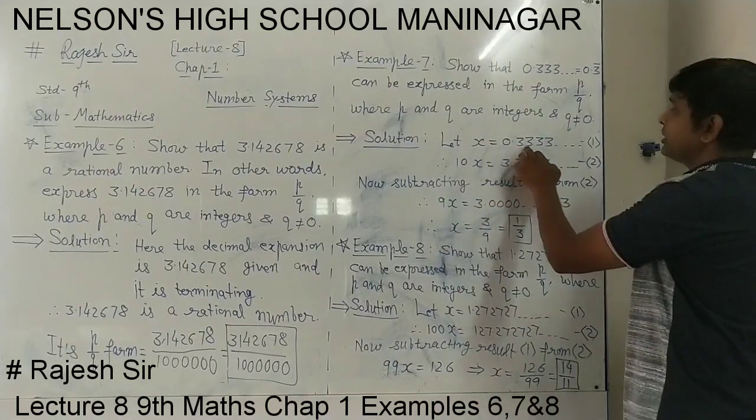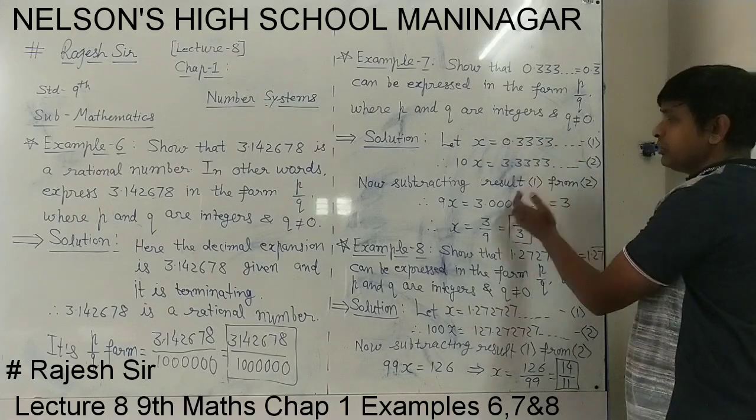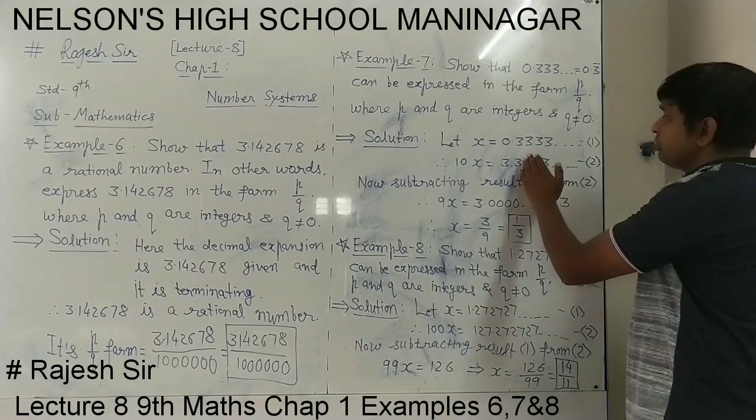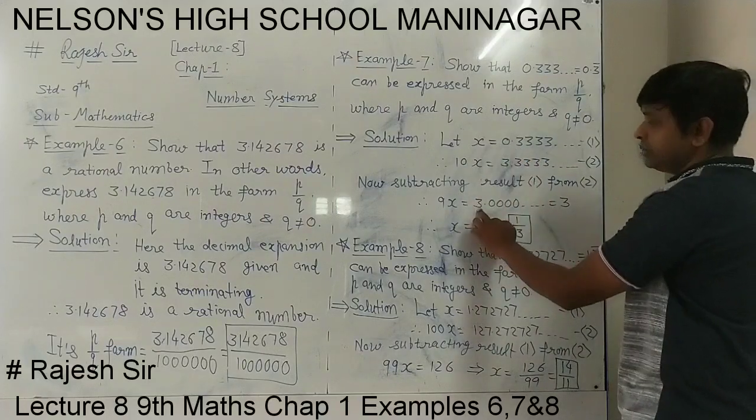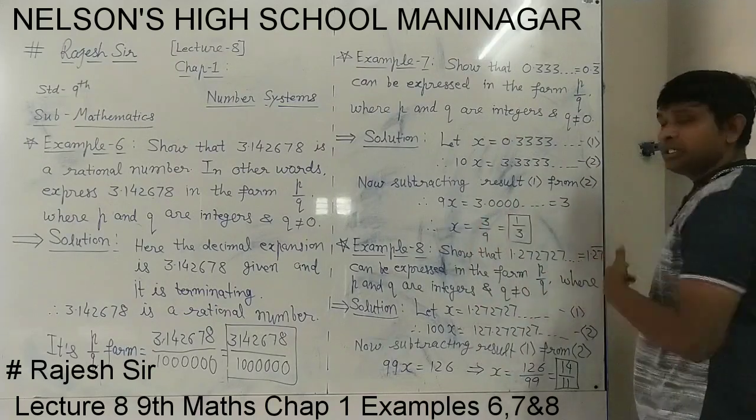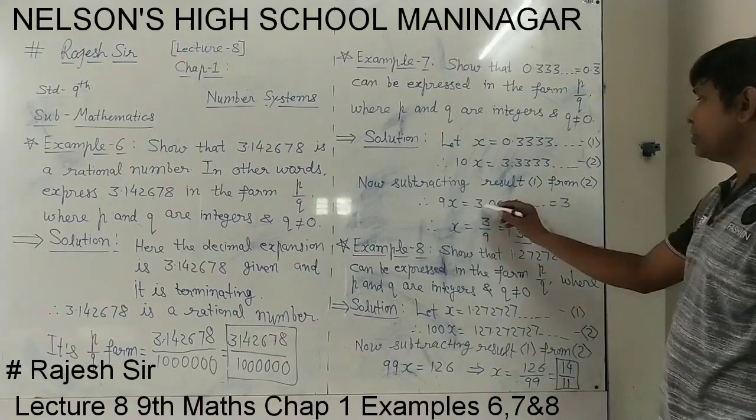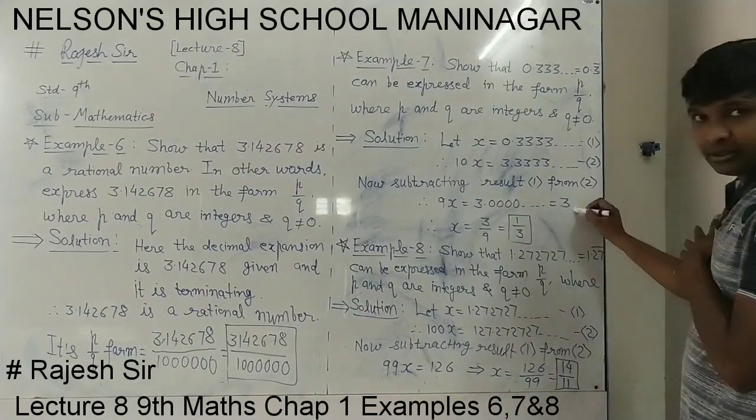3.3333 minus 0.3333. So after the point, everything will be 0. After the 1, everything will be 0. Before the point, here we have 3, here we have 0. 3 minus 0 is 3. So on the right side, we have 3.000 and so on. This can be written as 3.